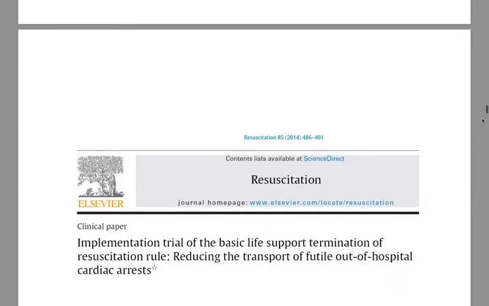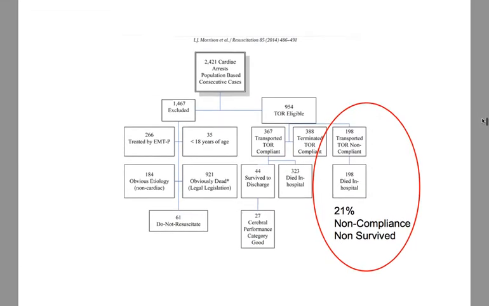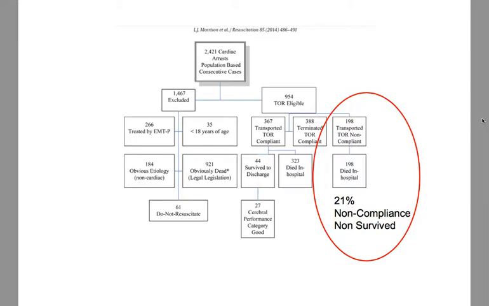The same group, a few years later, after the validation trial, did an implementation trial where they actually applied the protocol. They looked at a bunch of patients. They found 954 patients, and about half of them were transported and were TOR compliant.